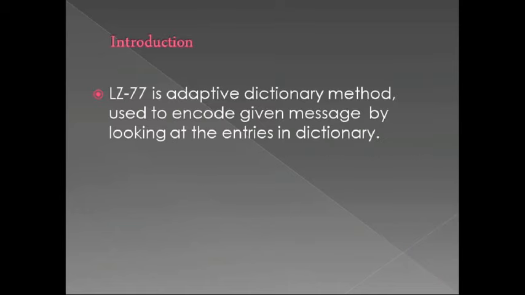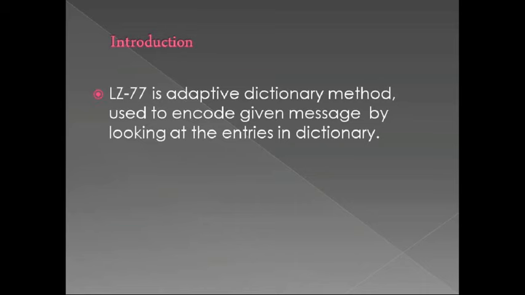This is a dictionary method because in this method the encoding process does not need any statistics of the source. If you consider Huffman or arithmetic coding, in those methods we require the probability of every symbol before performing any process. So this adaptive dictionary is different. Here we don't require the probability of the symbol or the source.